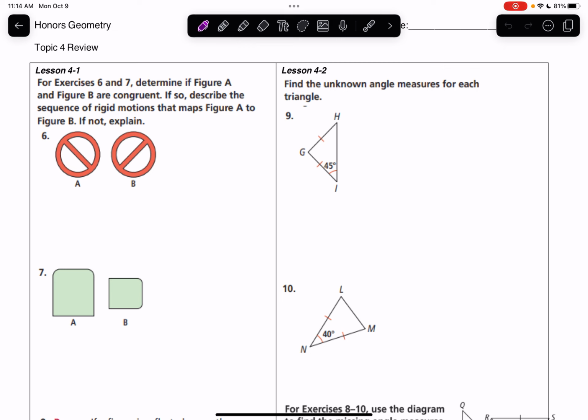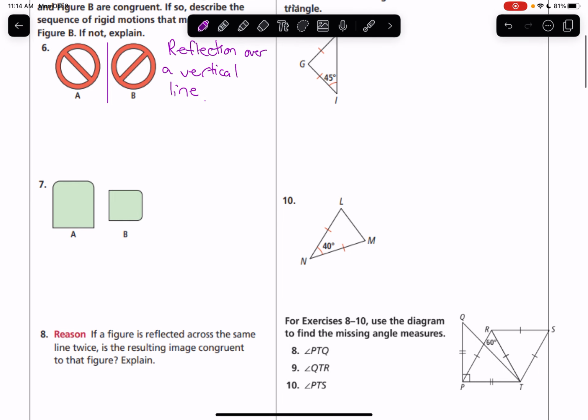So first of all, for exercises 6 and 7, determine if figure A and figure B are congruent. If so, describe a sequence of rigid motions that maps figure A onto figure B, and if not, explain. So of course in number 6, we can find out that they are congruent by a reflection over a vertical line. However, in number 7, those are not congruent because they're different sizes. Not congruent because they are different sizes.